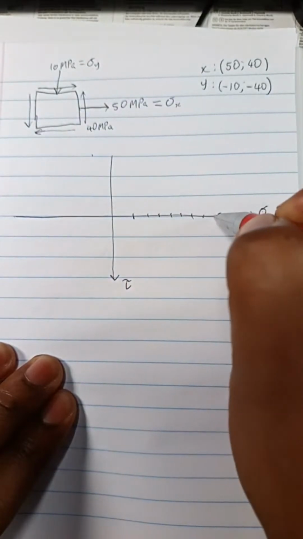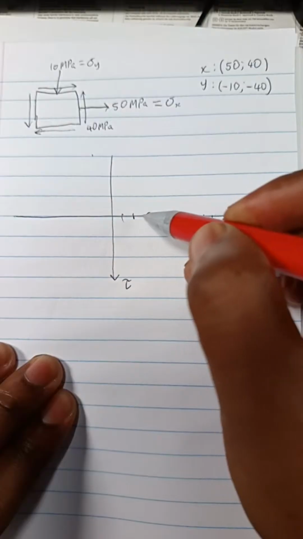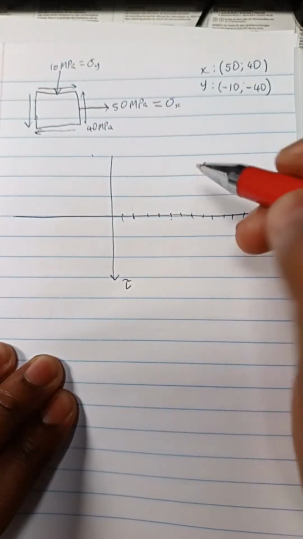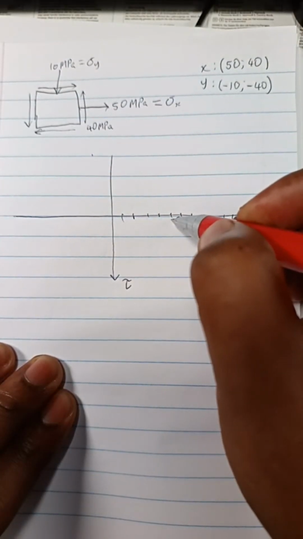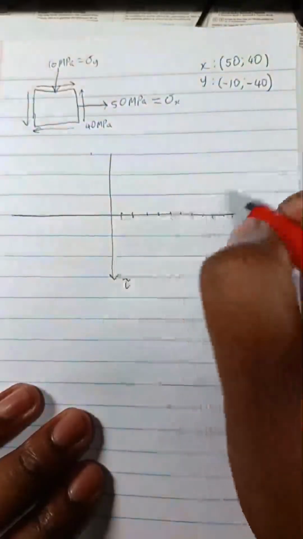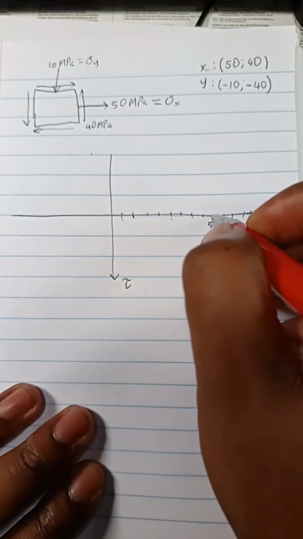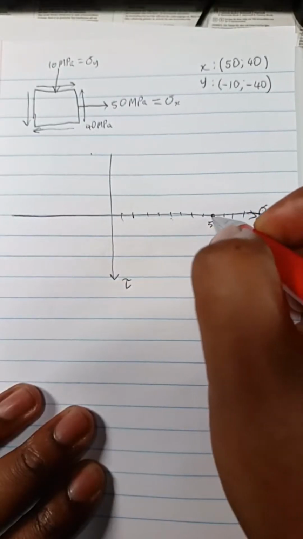Maybe let me just do it like that. So let's say 1, 2, 3, 4, 5. There is 50. It doesn't really matter how you count it. So let's say that is the 50. That's the 50 that we have.